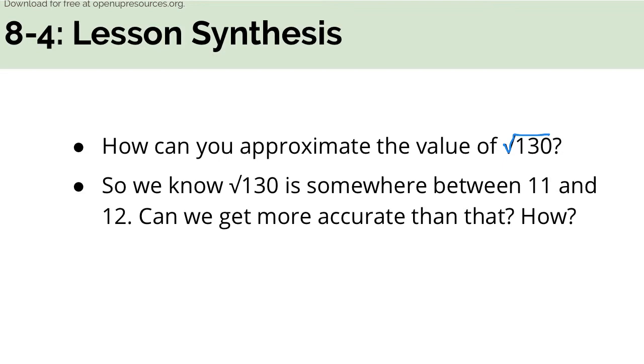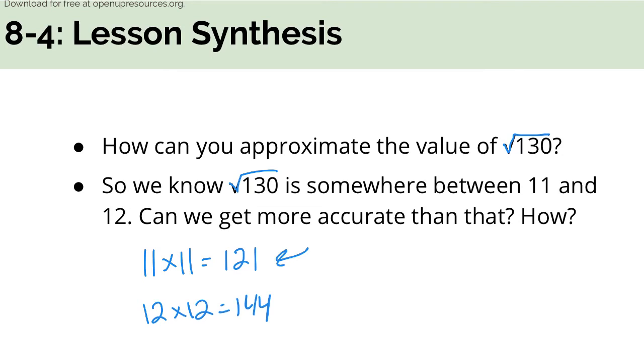So we know that the square root of 130 is somewhere between 11 and 12, and how could we get more accurate than that? Well, 11 times 11 is 121, and 12 times 12 is 144. And I can see that 130 is going to be a little bit closer to 11 than to 12. And so my estimate would be something like 11.3 because it's going to be a little bit closer to 11 than to 12.